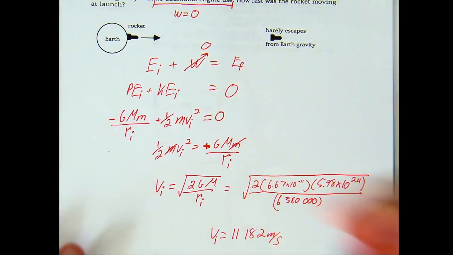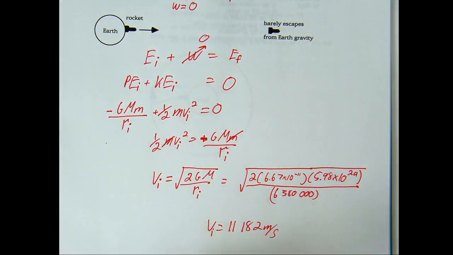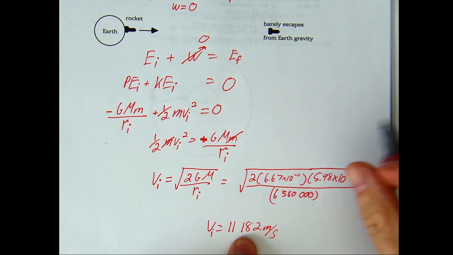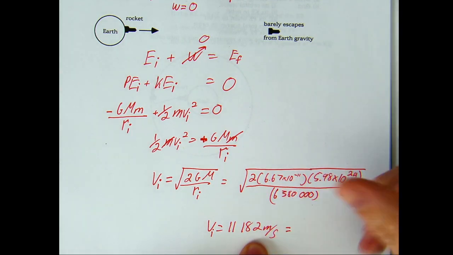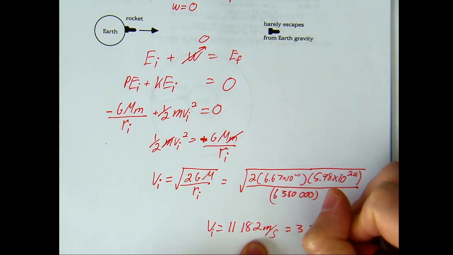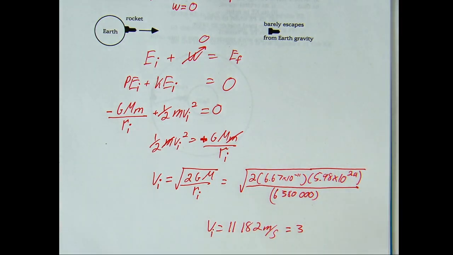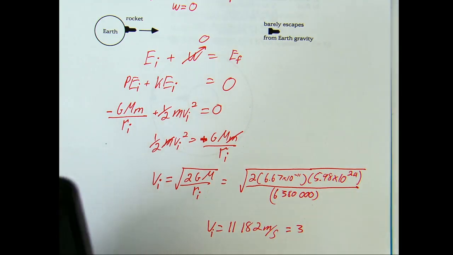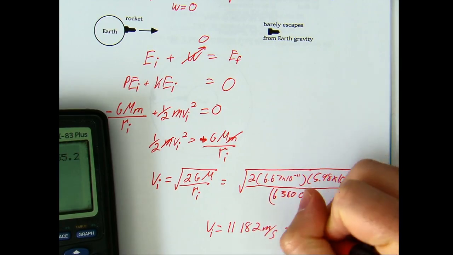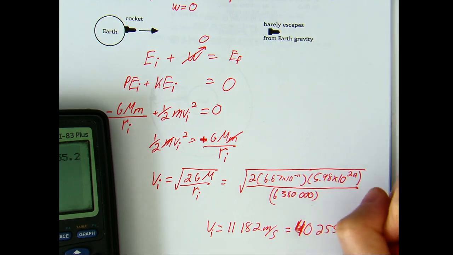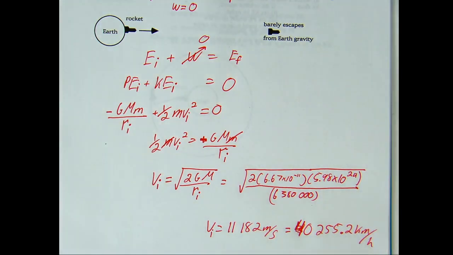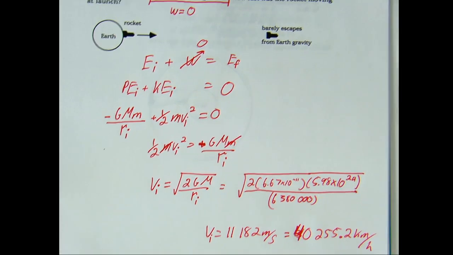To put that in other terms, if we looked at this in kilometers per hour, we multiply 11,182 by 3.6. One sec. 11,182 times 3.6, sorry. This is 40,255.2 kilometers per hour. This thing is moving incredibly quickly, assuming there's no work being done.